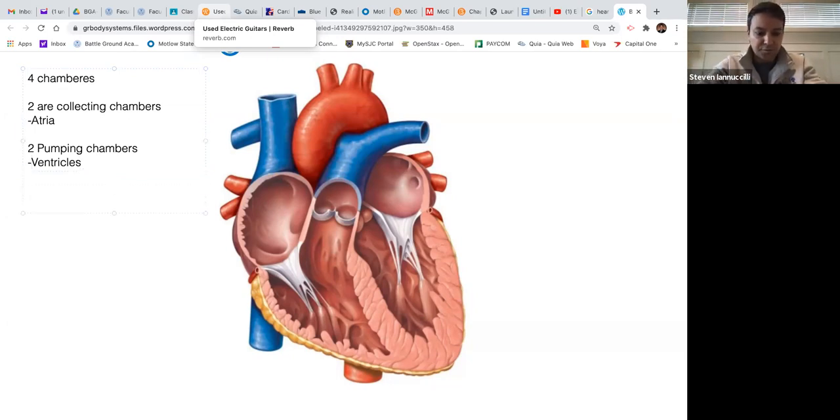We also have four valves in the human heart. Two of those valves connect the atria to the ventricles. We call those atrioventricular valves. Two of those valves exit the heart. We call those valves semilunar valves.